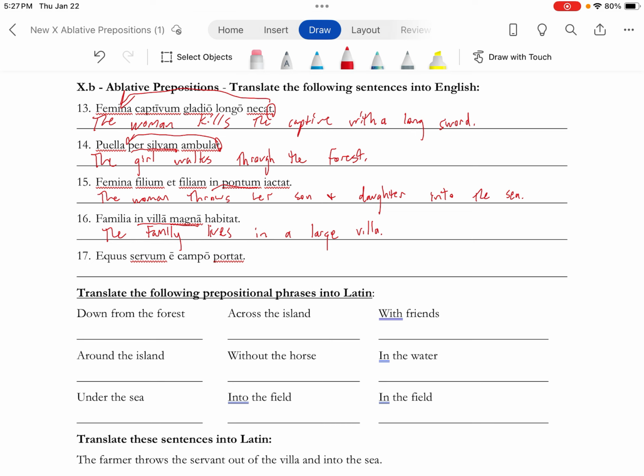Equus servum a campo portat. There's our prepositional phrase. The equus portat, the horse is carrying servum, the servant, a campo, out of the field.